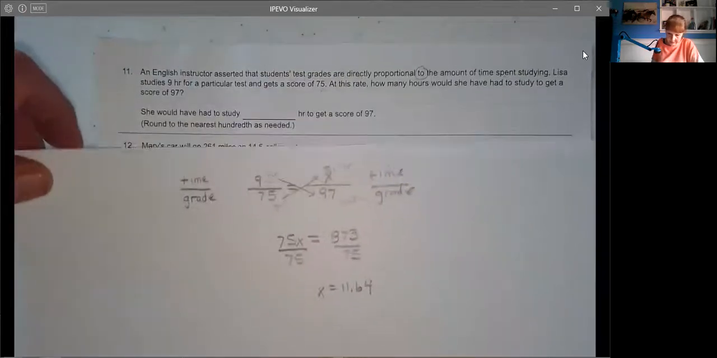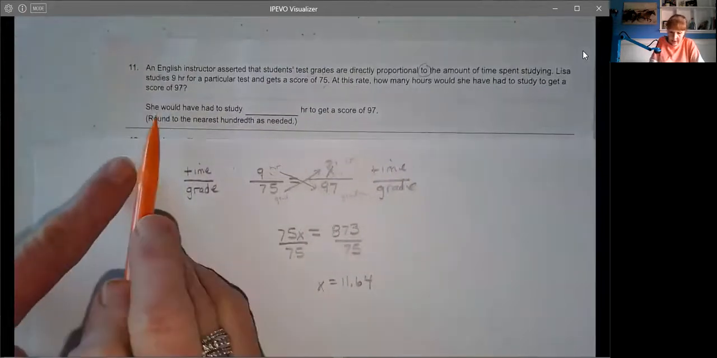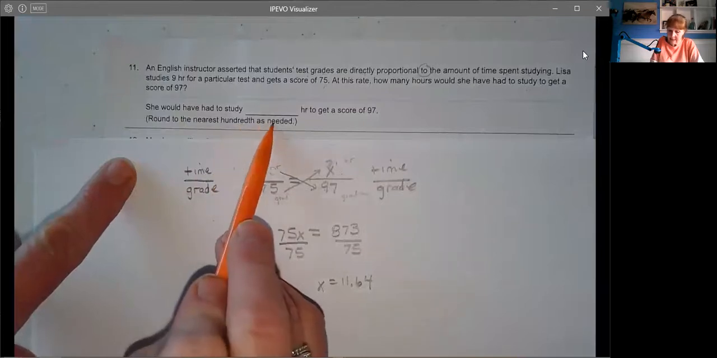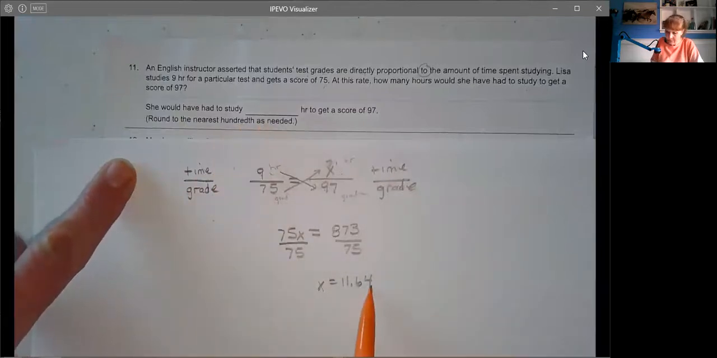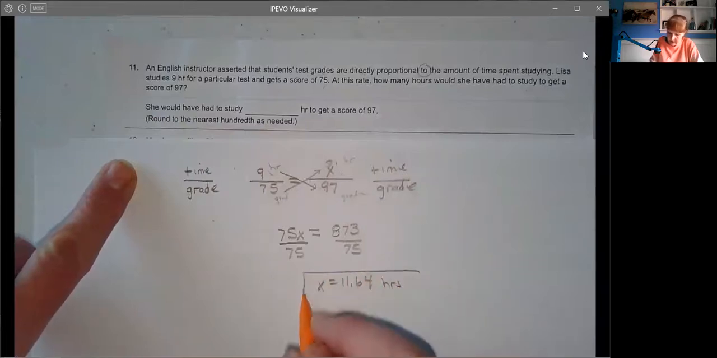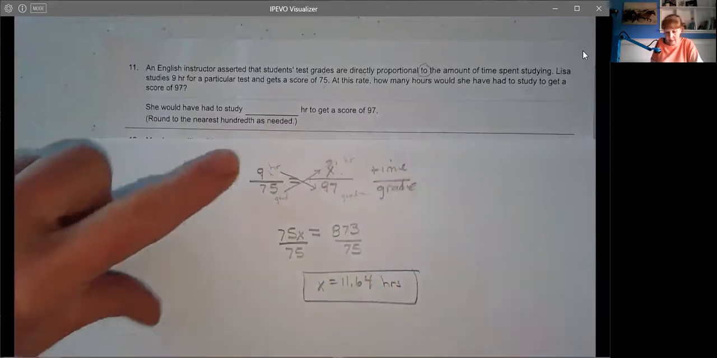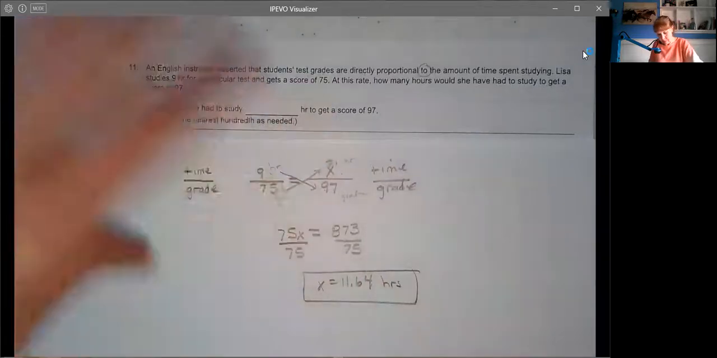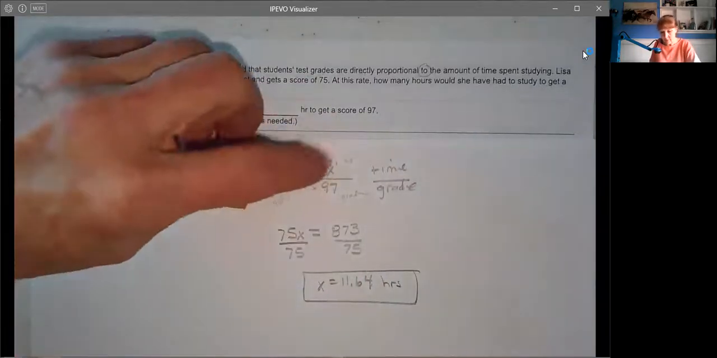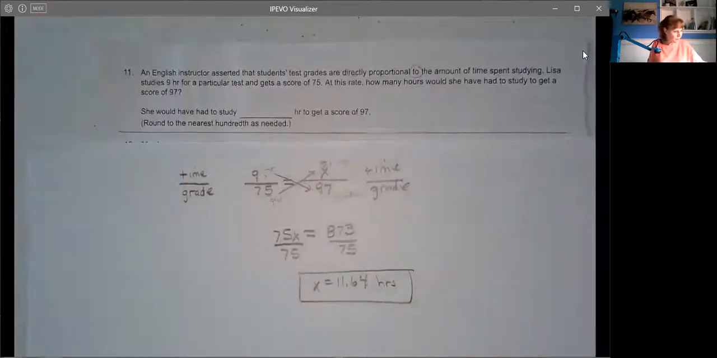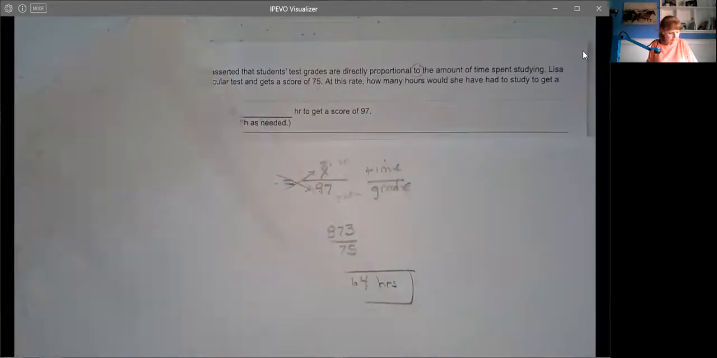Well, what do they want? Well, let's look. Round to the nearest hundredth as needed. It stops at 4. There's nothing over there, so that would be how many hours she would have to study. If 9 hours gets you a 75, because they're proportional, 11.64 hours will get you 97, okay, for number 11.